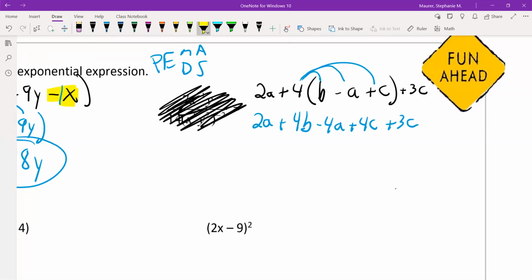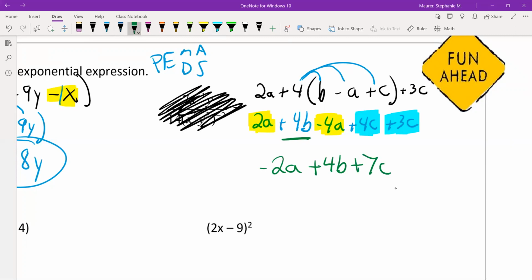In which case, now we're at the point of combining like terms. We have a 2a minus 4a that can get combined. So that actually will become a negative 2a. As far as the b's go, we only had one b, so we have the 4b. And then as far as the c's go, we have a positive 4c and a positive 3c, giving us a positive 7c. And again, each of those cannot be combined because one's an a, one's a b, and one's a c.